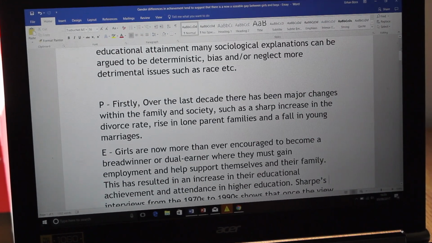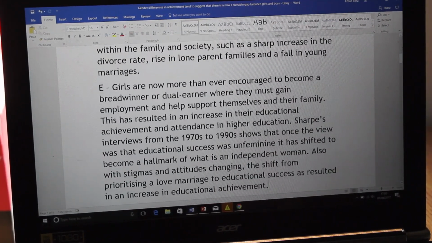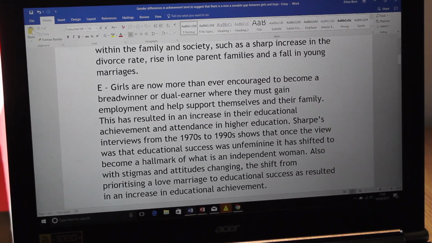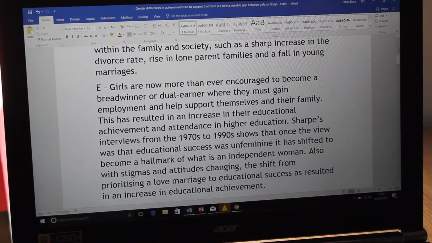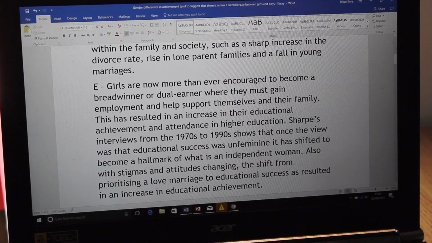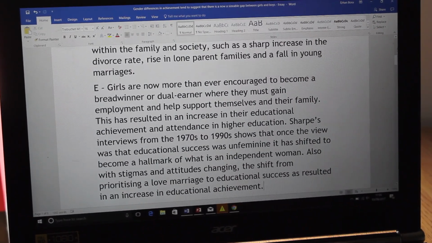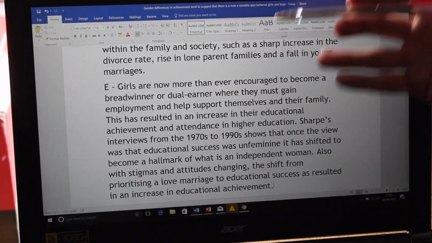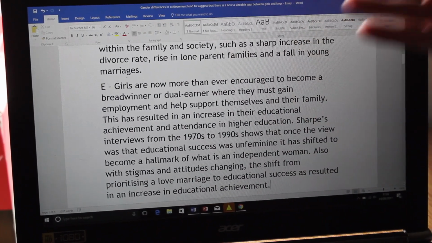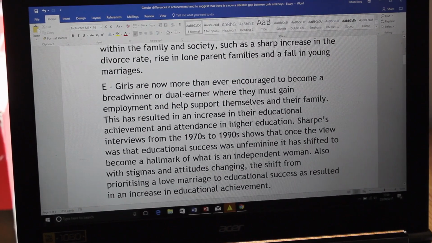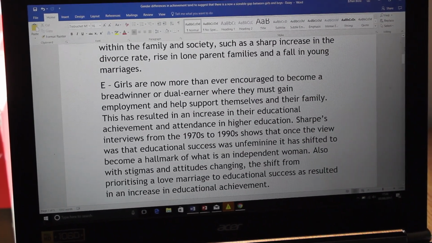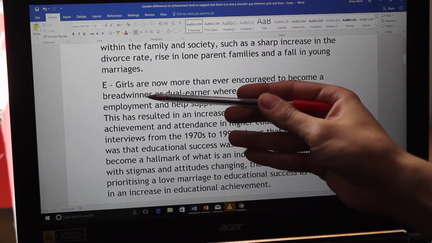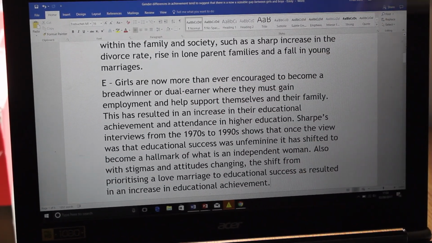So girls are now more than ever encouraged to become a breadwinner or dual earner, where they must gain employment and help support others or themselves and their families. This has resulted in an increase in educational achievement and attendance in higher education. So because they've been encouraged to be a breadwinner or dual earner, their attendance at university has increased dramatically, and they're seeing education as a route to become that breadwinner or dual earner.